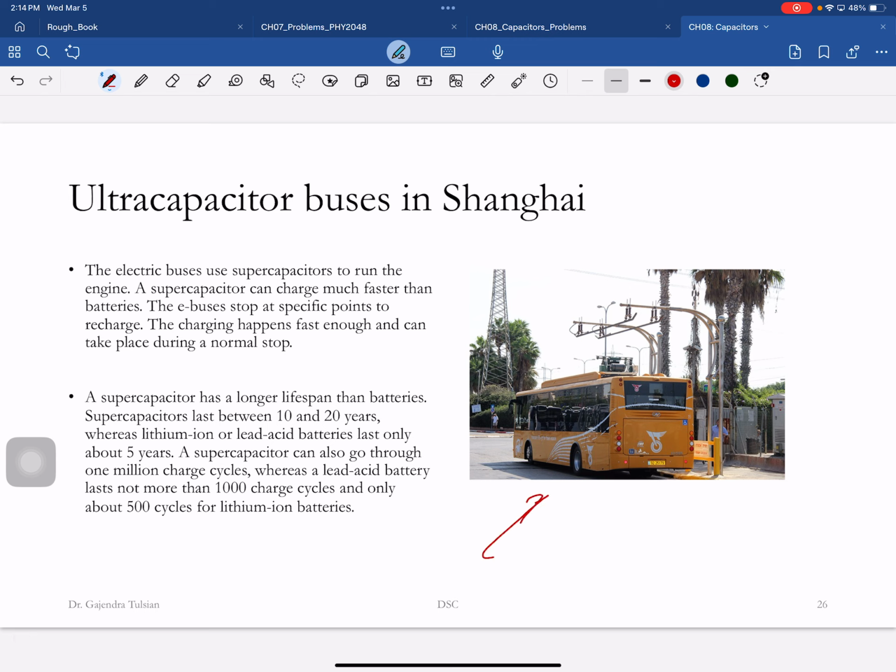More and larger populations, a fraction of the population, is living in big cities. And so if you have public transport that doesn't pollute, that's a good thing.